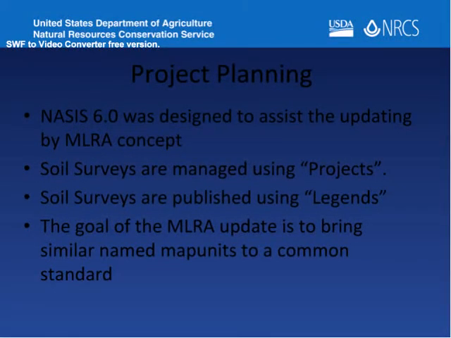NASIS 6.0 also moved the database into the MLRA concept of updating soil surveys, and we did that by splitting out legends, and we now have projects and we have legends. Projects are designed for managing our data. Legends are designed for publishing our data. And I realize it's confusing, but we have all of our management information in the project tables and all of our publication information in legends to try to smooth things out.